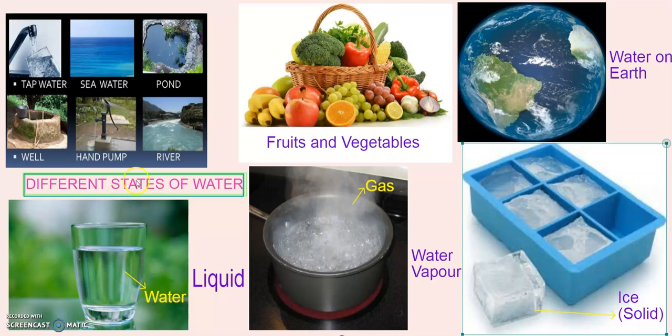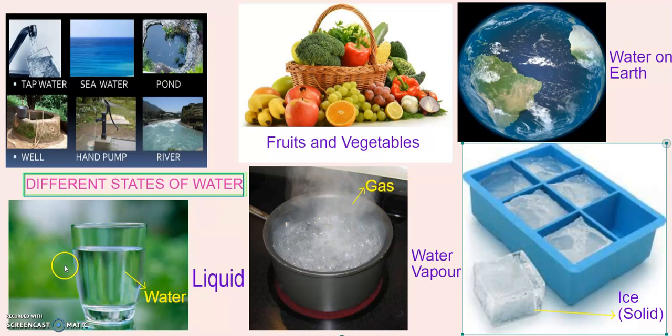Now let's learn about 3 different states of water. What are the 3 different states of water? Yes, one is liquid, the next one is water vapor, and the third one is solid. Water has 3 states: liquid, solid and gaseous state.